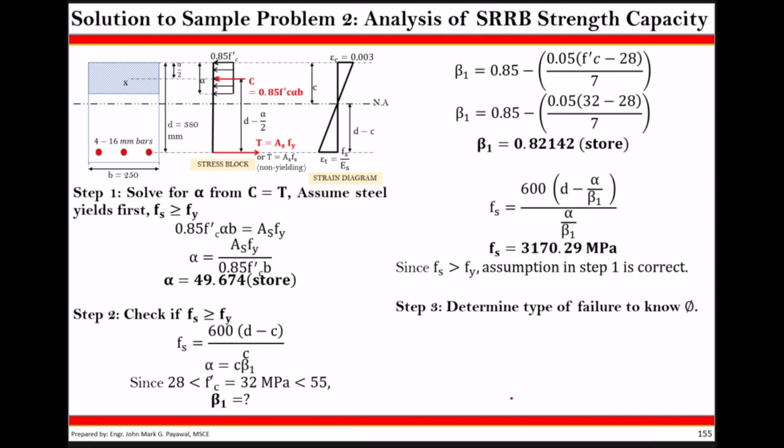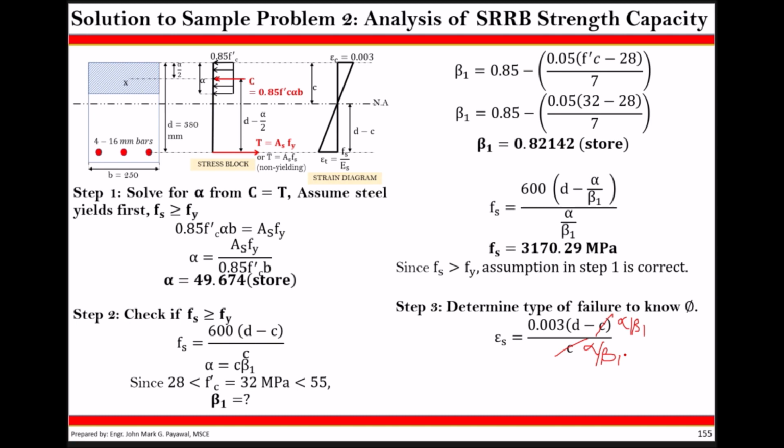Next, determine the type of failure. To determine the type of failure, we recall that ES should be compared to 0.005 or ETY. 0.003 times D minus C over C would result in what value? You can express C in terms of alpha, which means I can change this as alpha over beta 1, and this also as alpha over beta 1. Please use exact values only and pause the video to see if you can compute the correct value of ES.